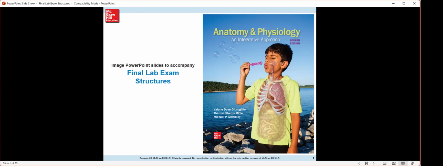Again, this PowerPoint is posted. It's called Final Lab Exam Structures, and you also have a Final Lab Exam Structure list posted as well on Canvas in the lab section. So make sure you are studying those. Every structure you need to know is on that lab exam list and should be iterated in this PowerPoint.